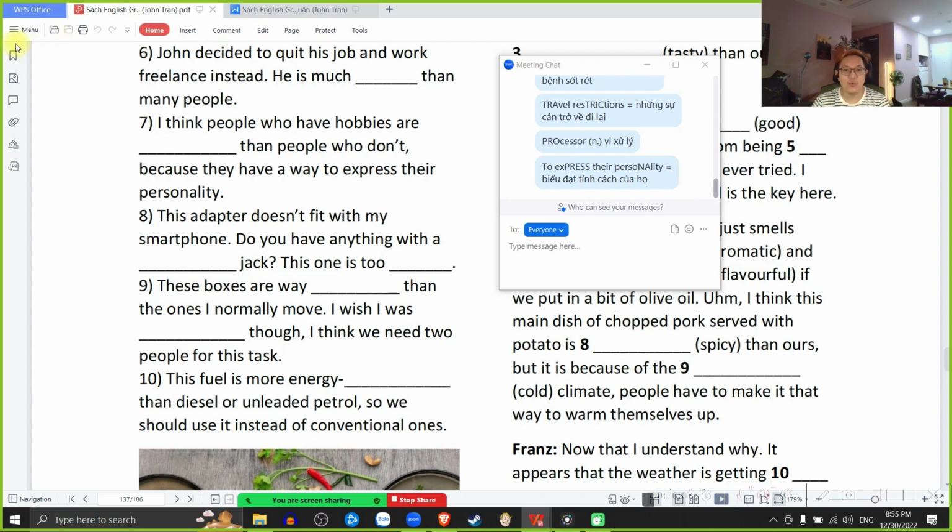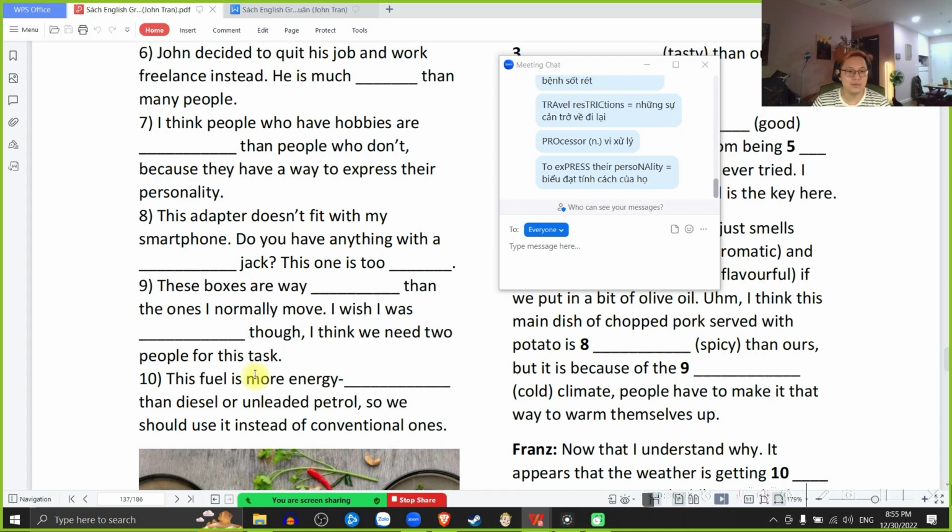Những cái hộp này á, are way heavier than the ones I normally move. Cái chữ way này là một cách để nhấn mạnh, to emphasize. Những cái hộp này nặng hơn nhiều so với những cái mà tôi thường phải di chuyển. I wish I was stronger though. Tôi ước gì tôi mạnh hơn. Tôi nghĩ chúng ta cần 2 người cho cái tác vụ này.